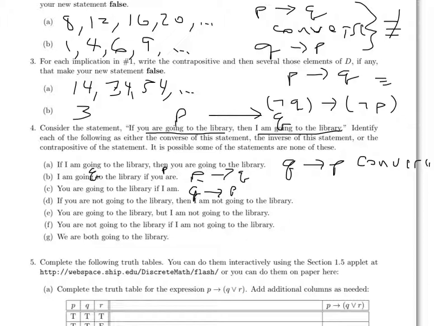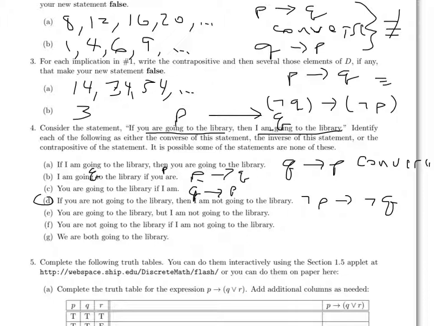Now we have, if you are not going to the library, so that is not P, then I'm not going to the library, which is not Q. So let me just write that out in symbols. So not P implies not Q. And that is not either one. That is not the converse, and it's not the contrapositive. The hypothesis and conclusion are both negated, but they're not switched. So what we have in part D is essentially the contrapositive of the converse, which is a bit of a mouthful.